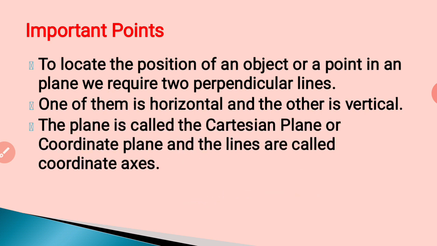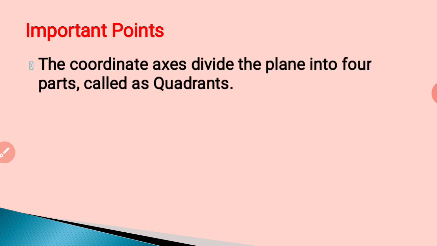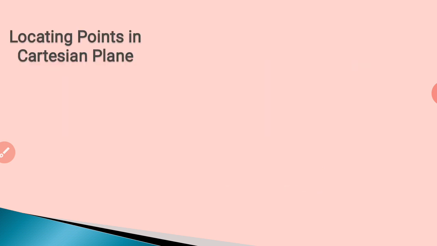The plane is called the Cartesian plane or the coordinate plane and the lines are called coordinate axes. So now henceforth we are going to call the x and the y-axis as coordinate axes. The horizontal line is x-axis and the vertical line is y-axis. The coordinate axes divide the plane into 4 parts and they are called quadrants. The point of intersection of the two axes is called origin. So all these things we have just now gone through.